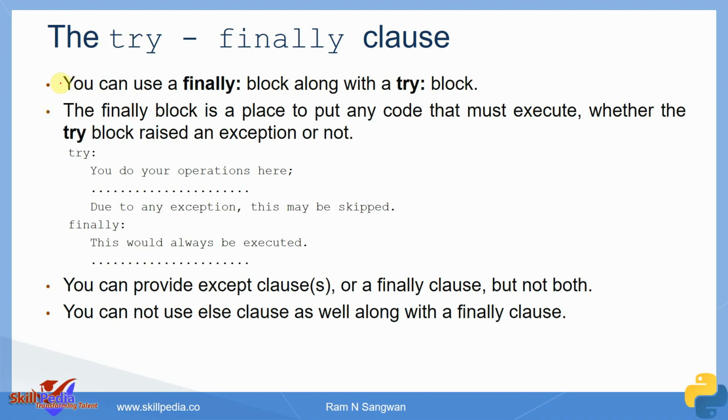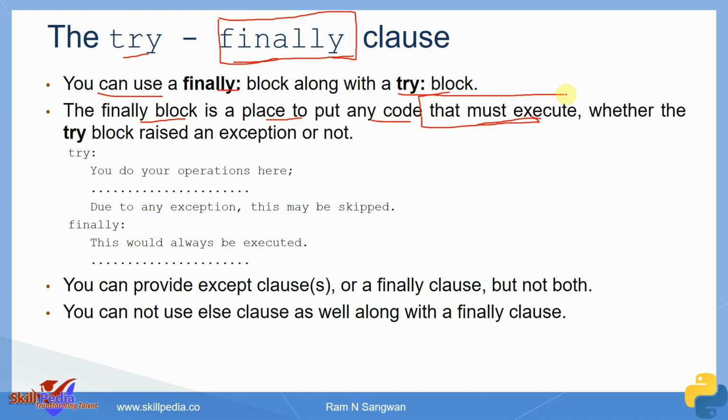There is one more version of this try except block, that is try finally. But this finally is very different from else, because this is always executed whether there is an error or no error. It means this is always displayed whether there was an exception or no exception. So you can use the finally block along with the try block. The finally block is placed to put any code that must execute.